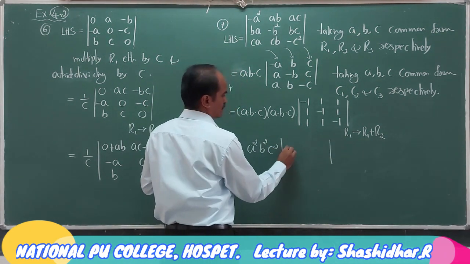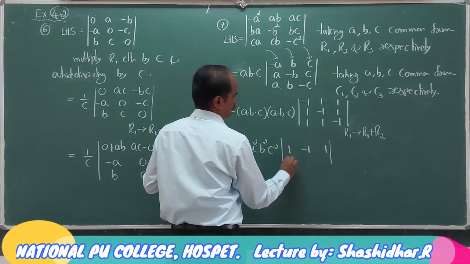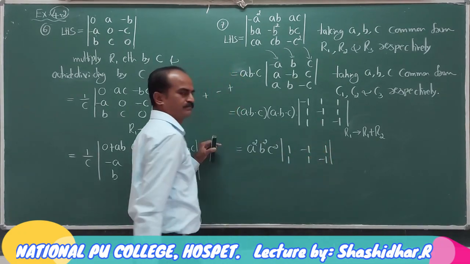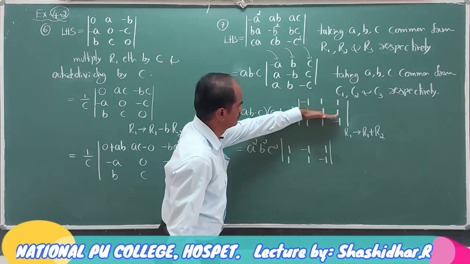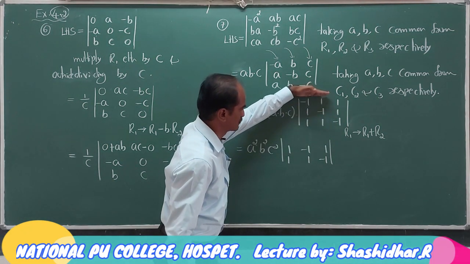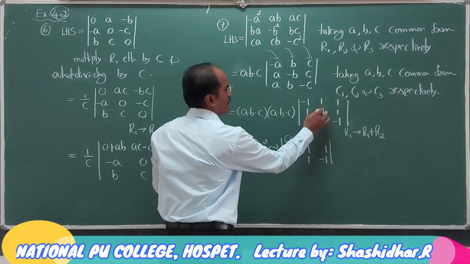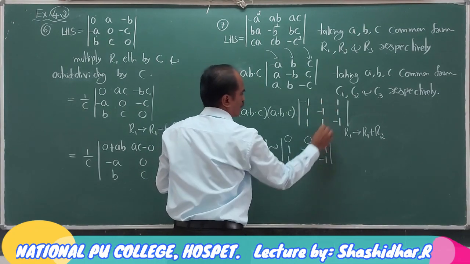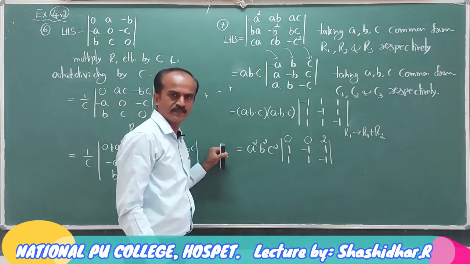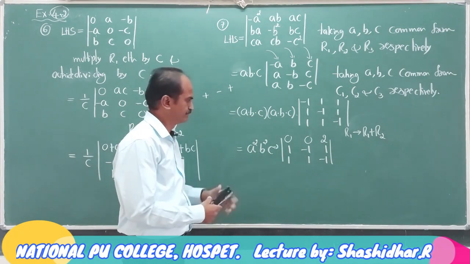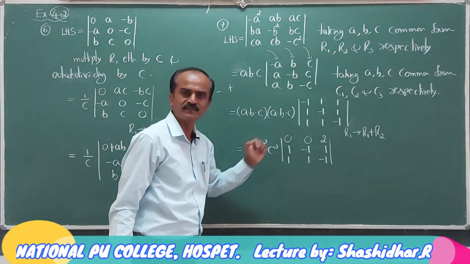We are not changing the second and the third row. Write them as it is. You are adding second row elements to first row. 1 plus of minus 1, 0. Minus 1 plus 1, 0. 1 plus 1, 2. Able to see the advantage? 2 zeros are accumulated in the first row.